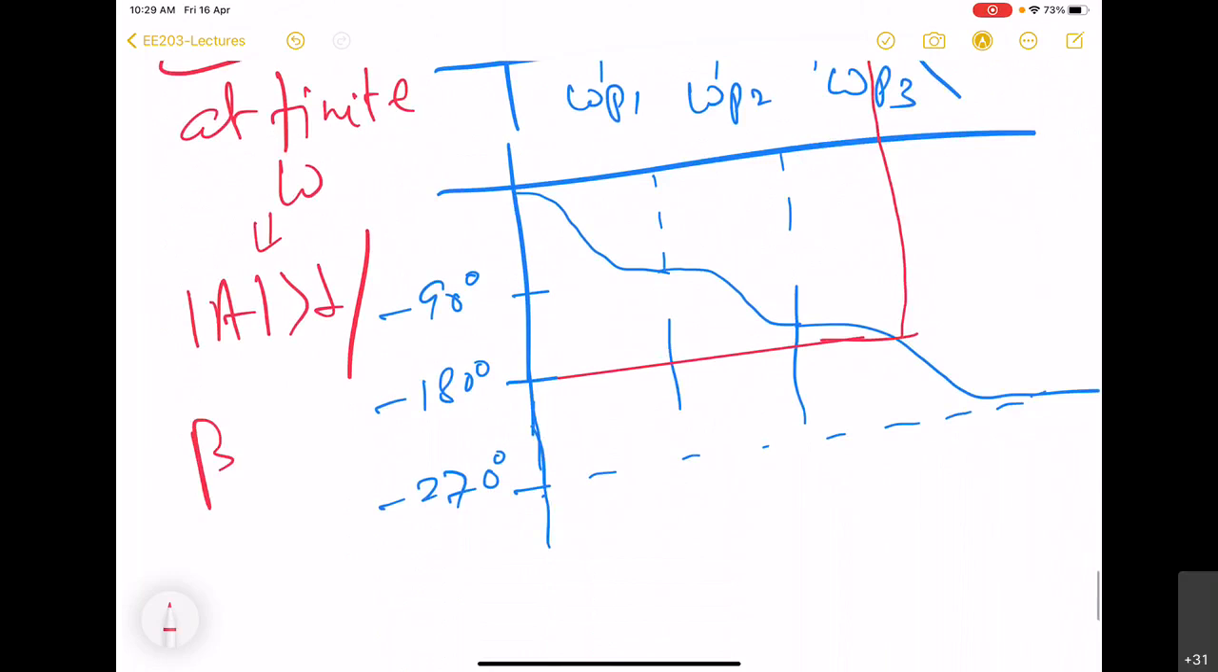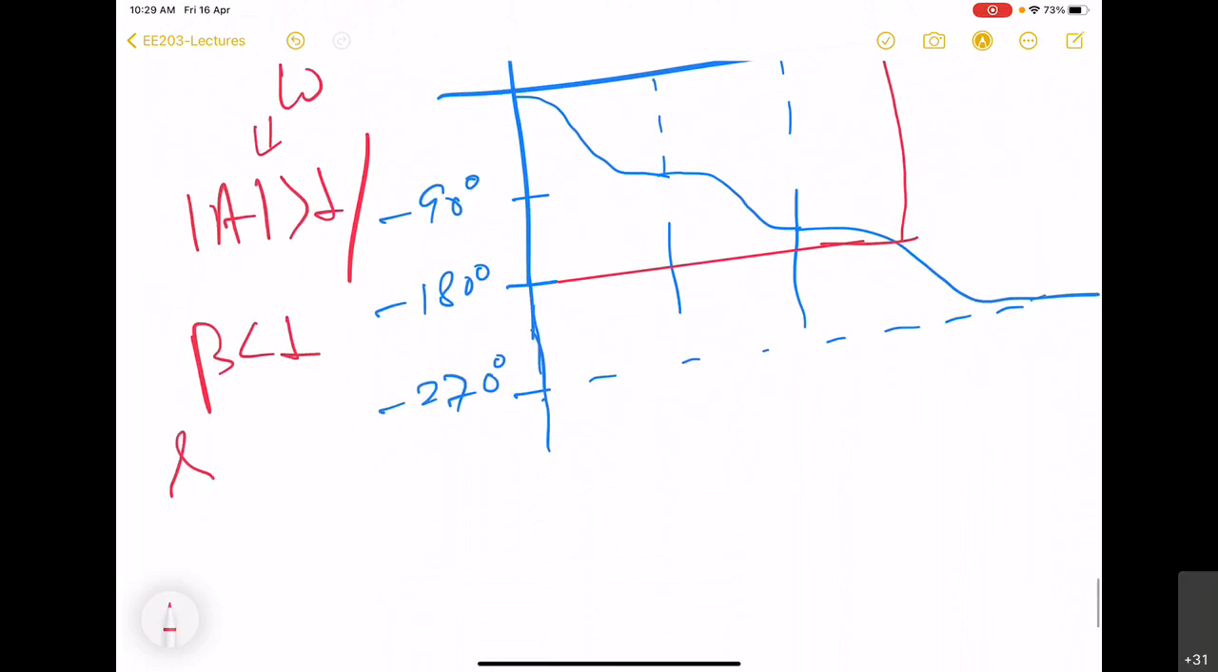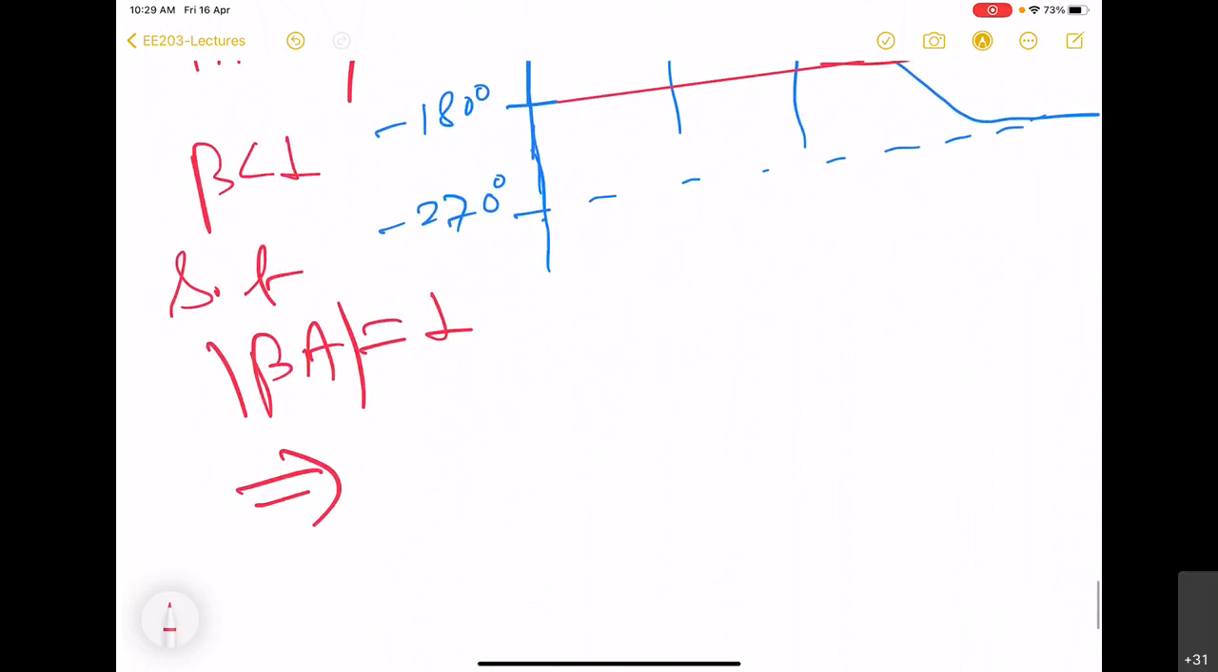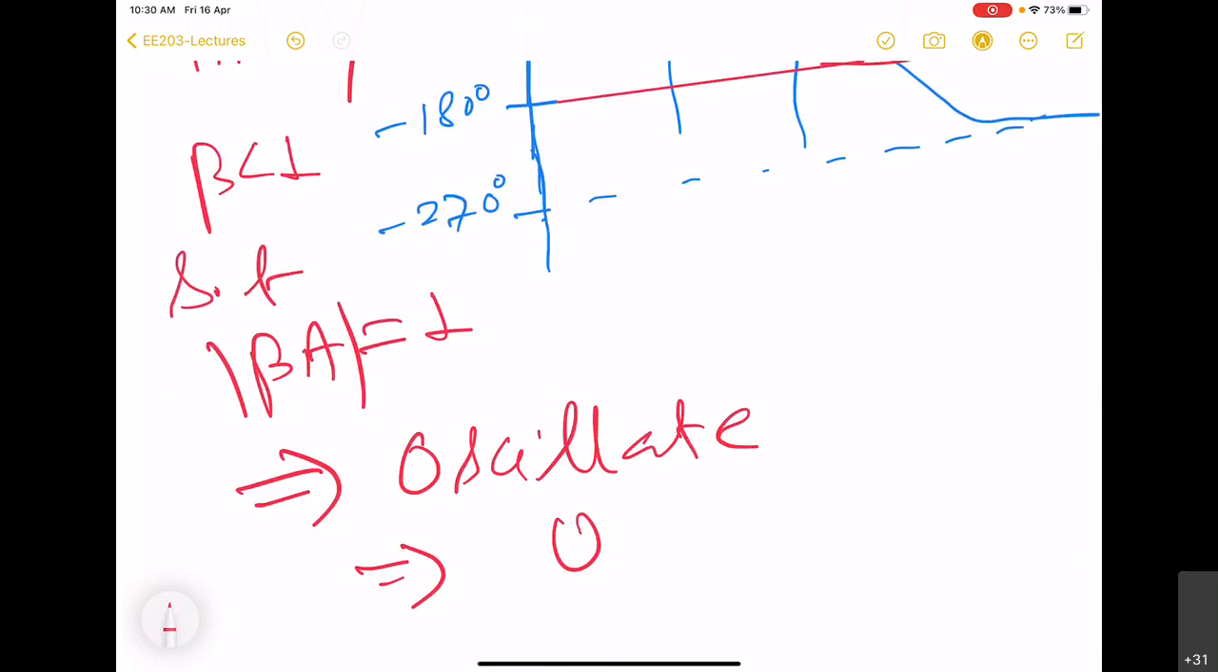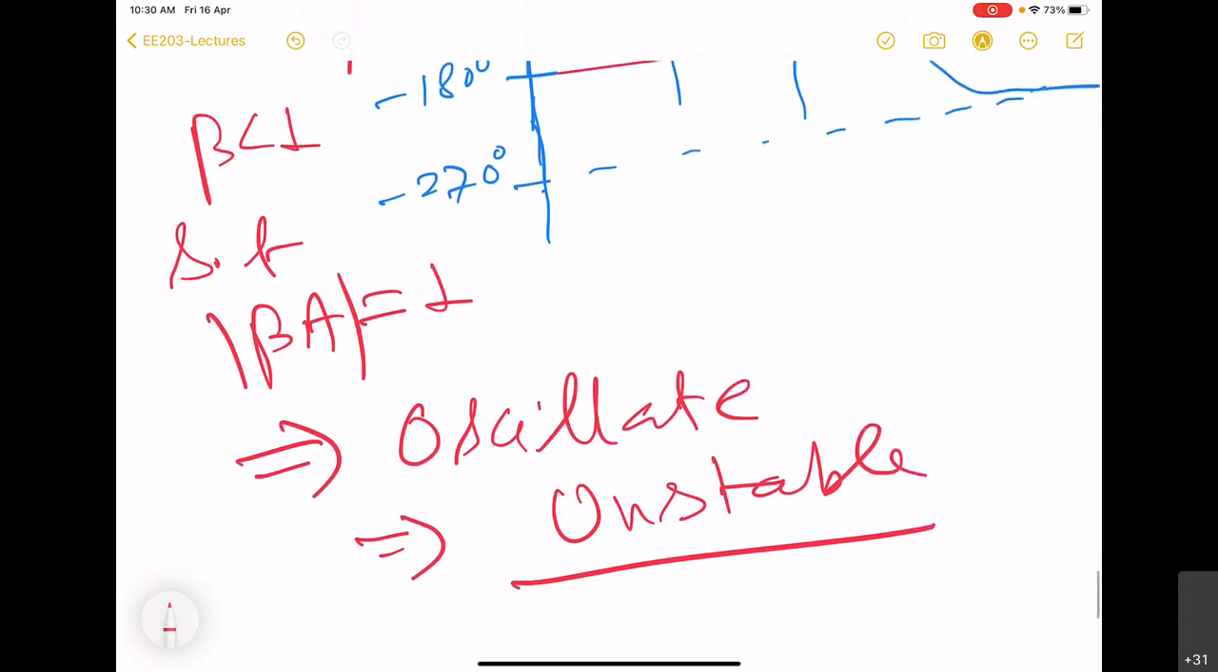So one can have a beta less than 1 such that beta A magnitude is equal to 1. And it might, in fact, it will oscillate. This implies that if you put this in negative feedback, the amplifier will become unstable. So a third order system will definitely lead to instability.